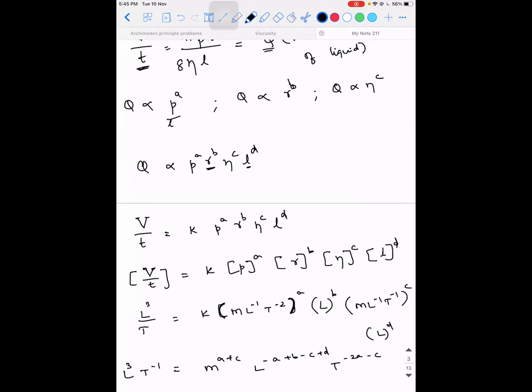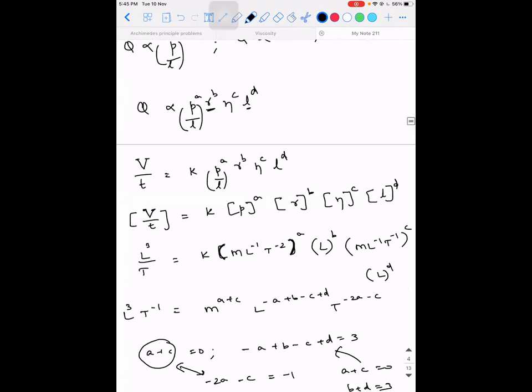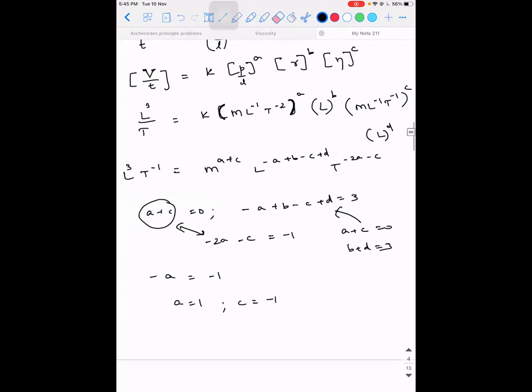We could have actually taken P by L to the power A. So P by L to the power A, then this L power D is not needed because you cannot solve this. B plus D is 3 means 2 unknowns, 1 equation, it's not possible for us to solve. So D will not come.